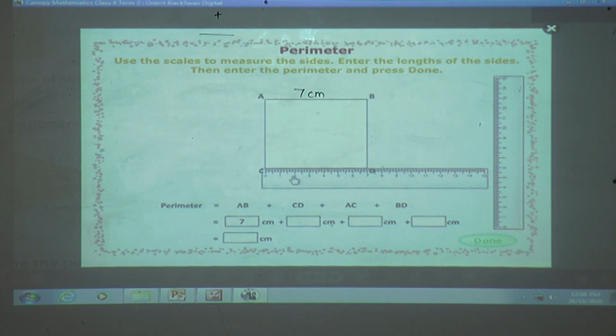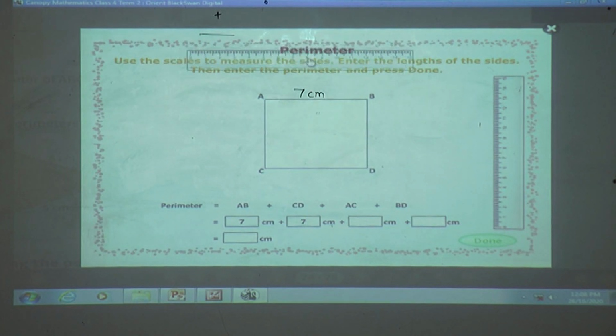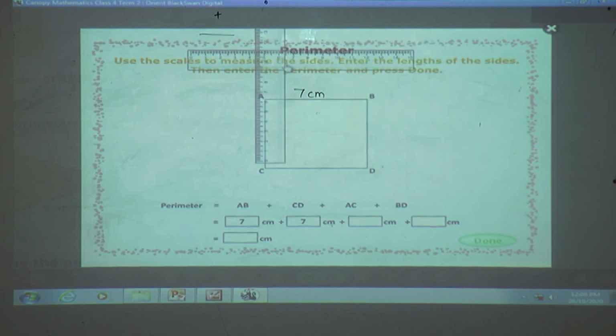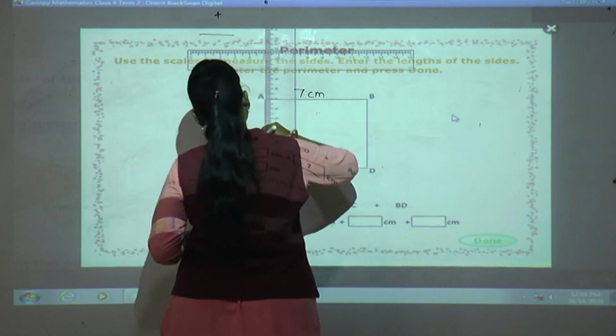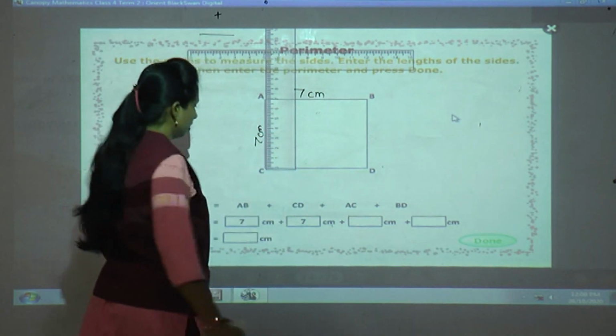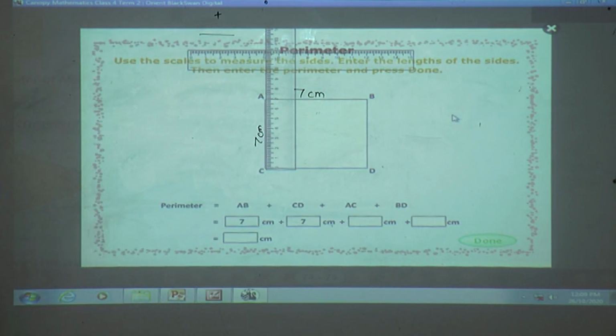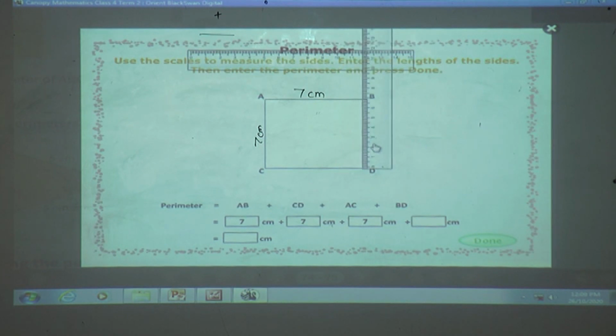See, see here 7 only. So I will write here 7. Now what about AC? Now AC. From 0 to 7. Okay, so AC is 7. I will write here 7. And this side, the opposite side, of course equal, again 7.